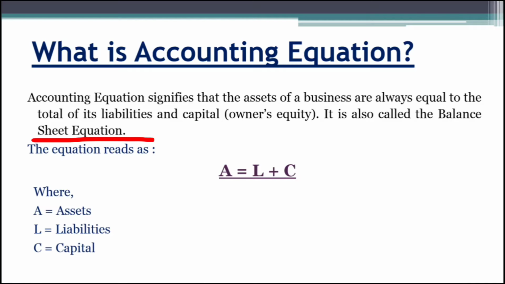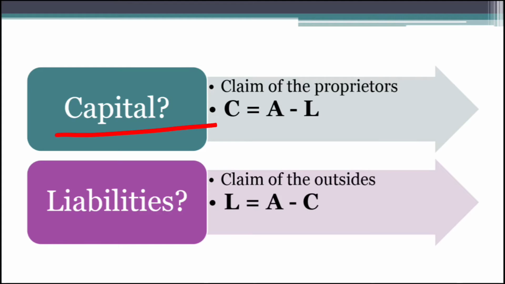As you must have noticed, a balance sheet has assets on one side and liabilities and capital on the other side, and the balance sheet is always balanced if it's correct, right? So the accounting equation is assets is equal to liabilities plus capital. Now can you tell me how to calculate capital? Yes, assets minus liabilities.